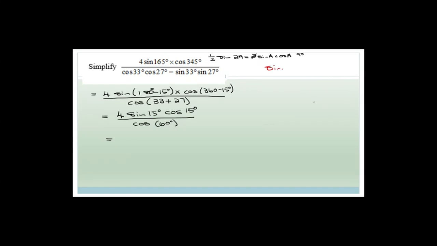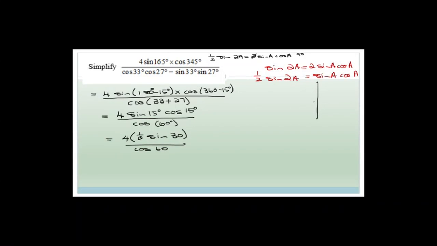Okay, so you've got sine 2a is equal to 2 sine a cos a. Do you agree? So therefore, I can say a half sine 2a is just equal to sine a cos a. Do you agree? Therefore, if this is sine 15 and cos 15, I can go 4 times a half times sine 30 all over cos 60. Okay, because this would be sine of 15, this would be cos 15, so when we double it up, it becomes 30.